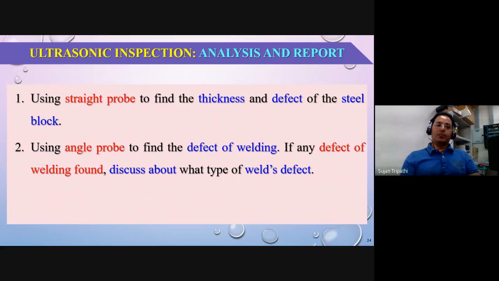And the last part: what should you include in your report for the second part of this experiment? You have to include the measurement of the defects by using the straight probe. And next, you have to include a discussion about the measurement of the defects within the weld by using the angle probes. That is your task, right? And try to explain how you observe these things, how you predict the type of the flaws within the weld, and something like that, right?